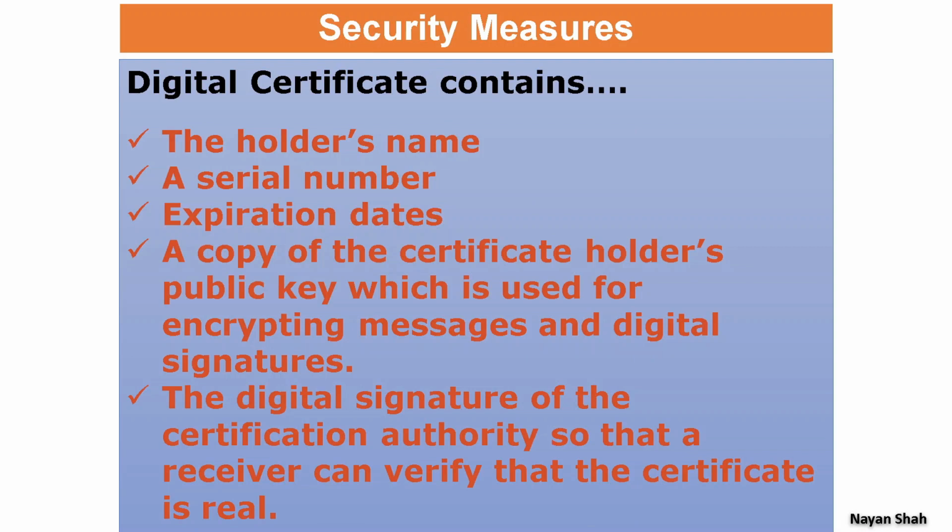And what does it contain? When we have a digital certificate for our website, it contains the holder's name, a serial number, expiry date, copy of the certificate, the holder's public key, which is used for encrypting messages, and digital signature, and finally the digital signature of the certification authority, so that a receiver can verify that this is a genuine certificate and not a fake one. So those are the details carried by a digital certificate.